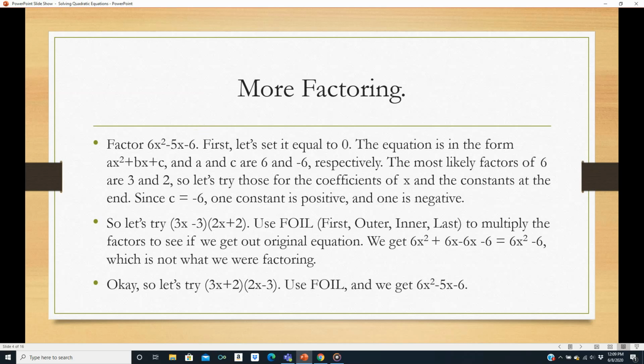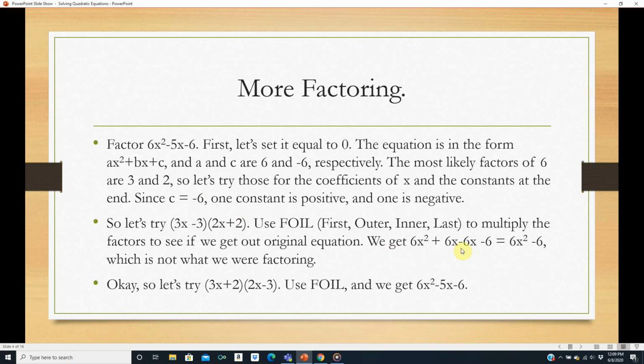Okay, so let's try 3x minus 3 times 2x plus 2. Well, we use FOIL. Okay, we get 6x squared, 3x times 2x, so far so good. And then we get 3x times 2, that's 6x, yeah, alright. And then negative 3 times 2x, ooh, that gives us negative 6x, and then negative 3 times 2 is negative 6.